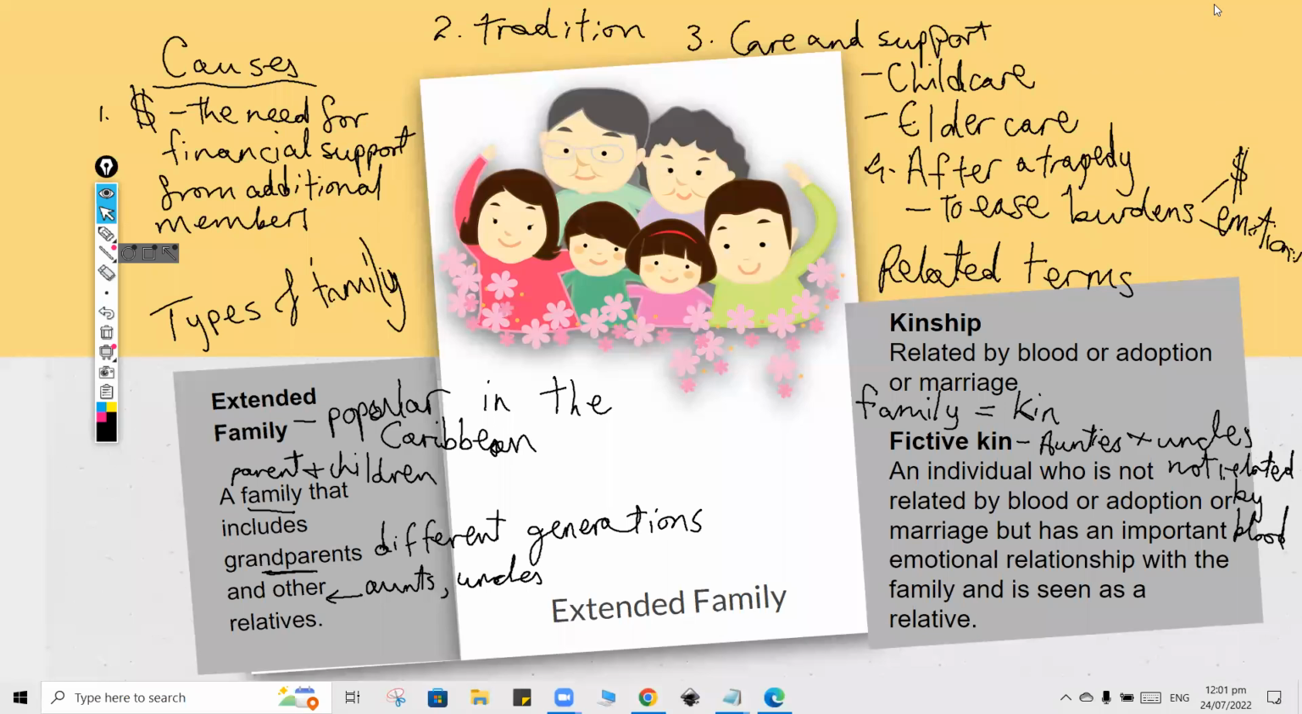Is it an extended family if your grandparents are in a different country? No, we are thinking about the family in the context of who is living in the house under one roof, right? In this exercise that we're doing for CSEC. All right, guys, can I clear away the markings now, and can we go to the next family type?